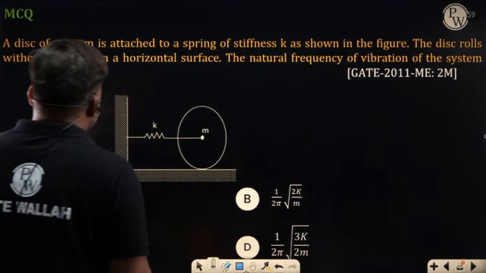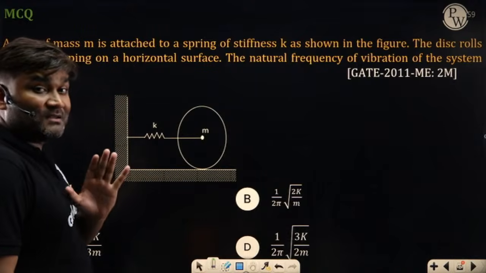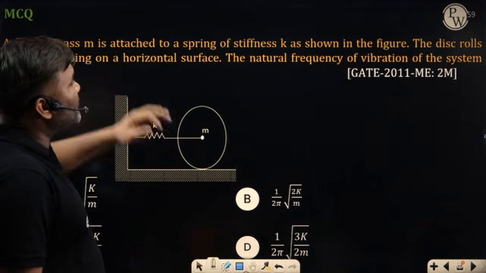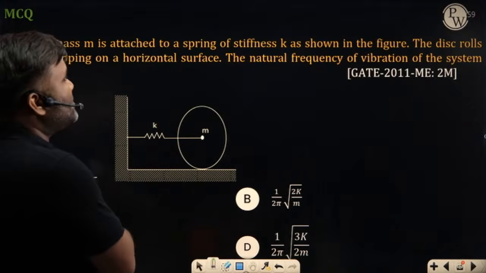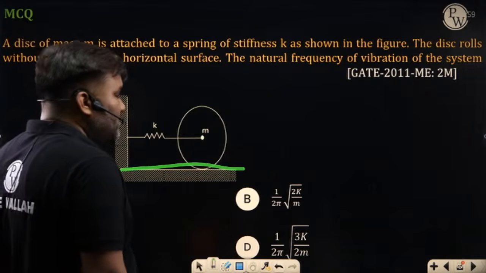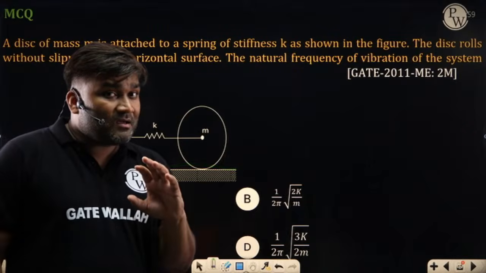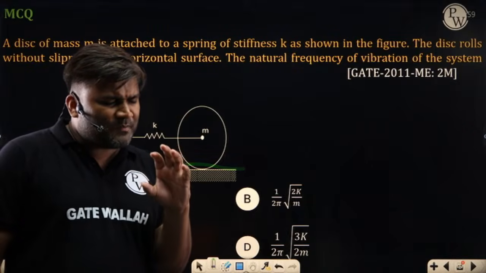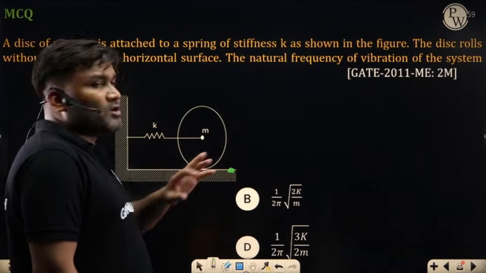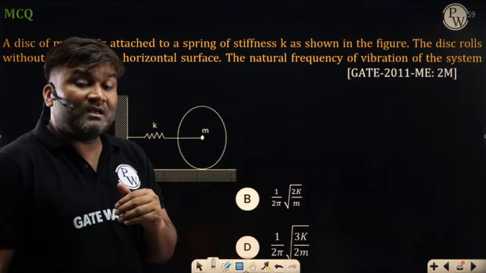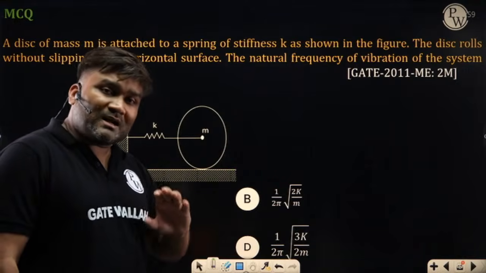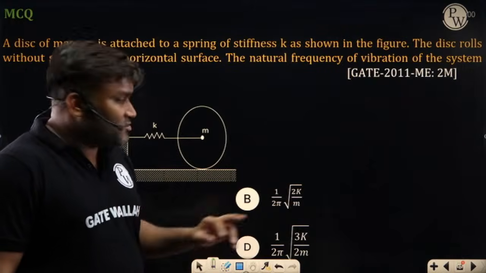क्वेश्चन में क्या कह रहे हैं, and this question also can be solved by multiple methods. I will show you. A disc of mass m is attached to a spring of stiffness k as shown in the figure. The disc rolls without slipping on the horizontal surface. The surface, acha, slipping is not happening here. Disc is rolling without slip. That means this surface is not smooth. The surface is rough. Even I must say that this surface is highly rough. Only on rough surfaces we can have pure rolling motion. So this surface is rough.